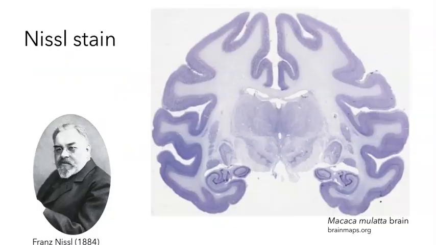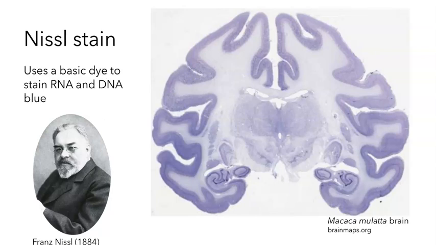A good place to begin is with the work of Franz Nissl. Now, he was a graduate student in a lab where there was a competition to develop the best stain, and the stain that he came up with we now call Nissl stain. Nissl stain uses a basic dye to stain RNA and DNA a purple-blue color. So remember that RNA and DNA are acids, ribonucleic acid and deoxyribonucleic acid. So by throwing on a base, it has a high affinity for this.